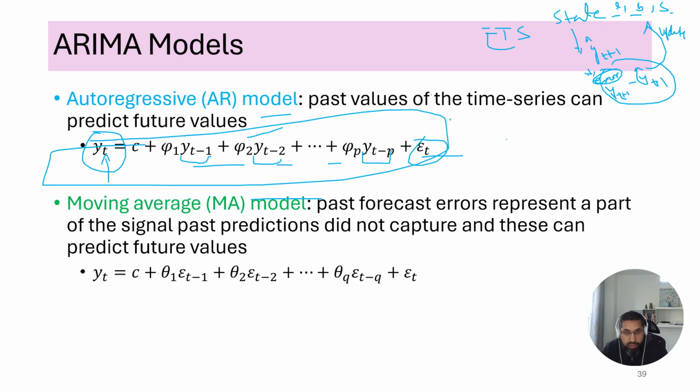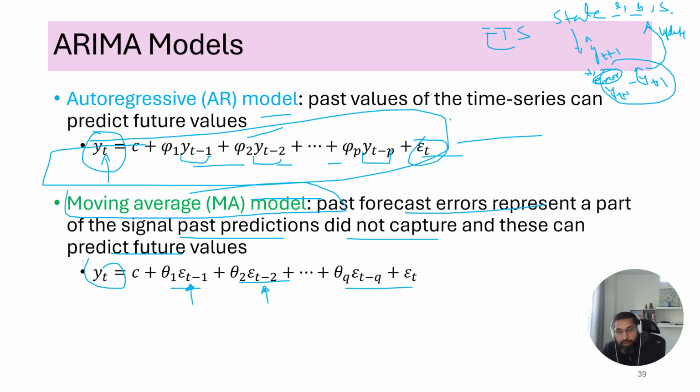So MA models capture that idea that past forecast errors represent a part of the signal that we missed, so we better use that to predict the future. So in the MA model, you just have a regression on the past values of the error. Error in the time period before the current one, error in 2 time periods before the current one, and so on.